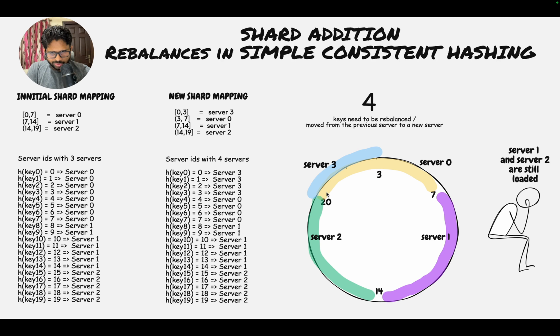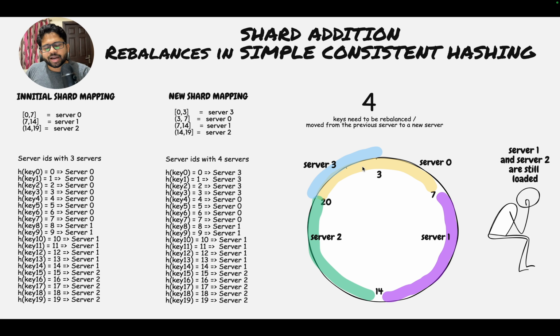So what you did was you took a sub range of one of the ranges and assigned it to a particular server. Here you said that 0 to 3 will be assigned to a new server, server 3, but other nodes will still remain unchanged. So the other servers don't have to change anything. All the rebalancing will happen only for server 0, because you are just taking a sub range of the server 0 range.